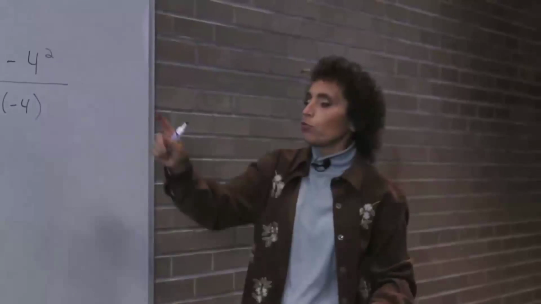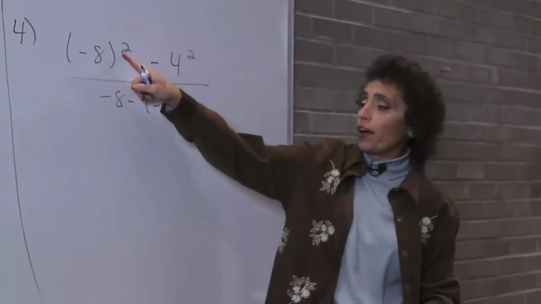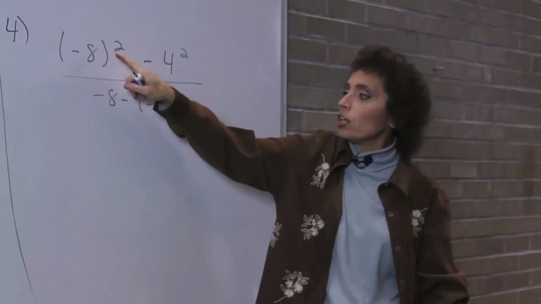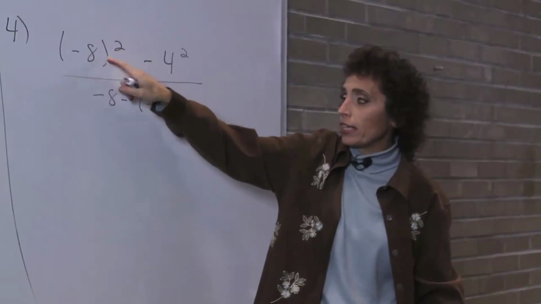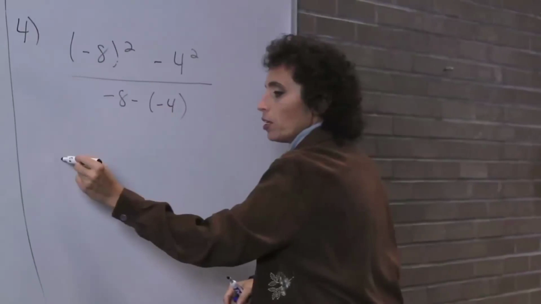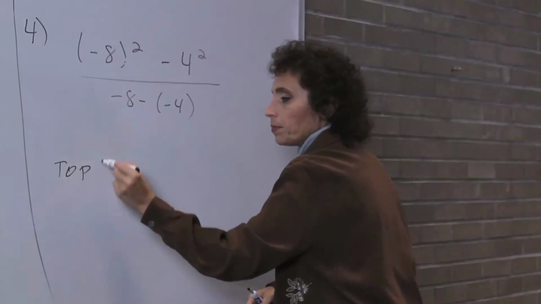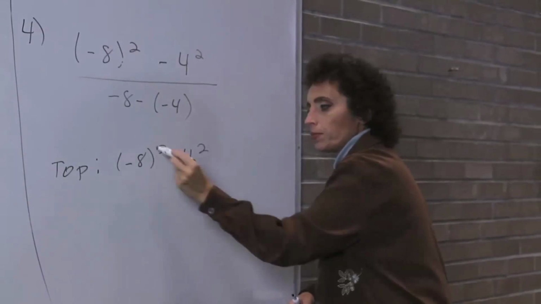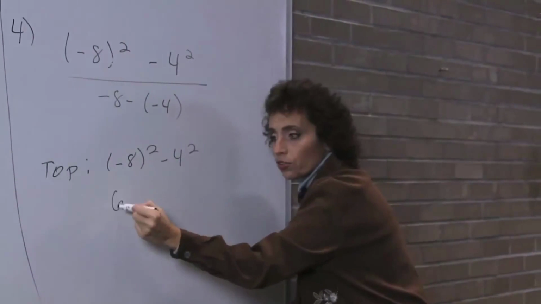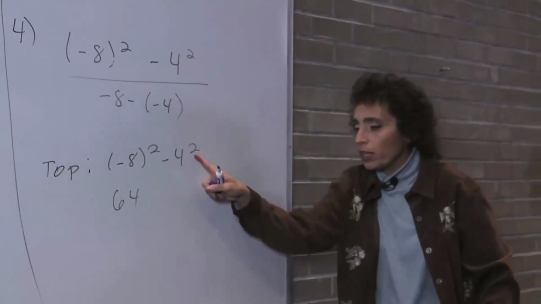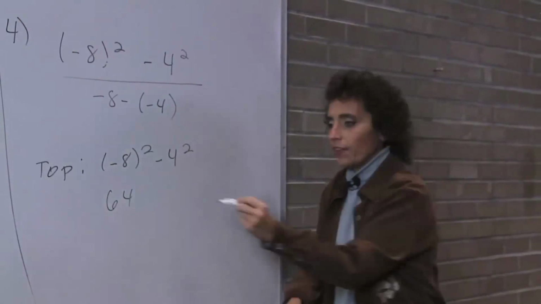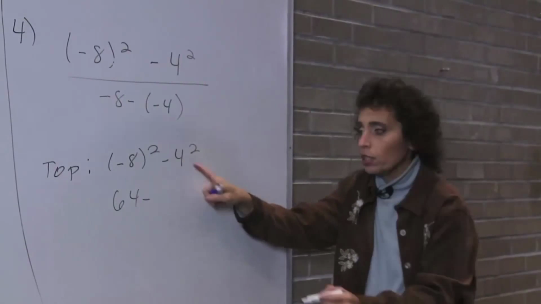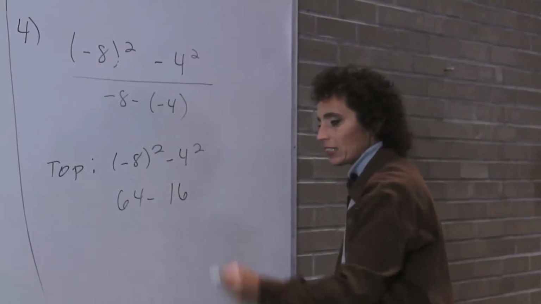All right, let's look at this. Remember the whole rule about exponents. That's a square, but it only affects what's to its immediate left, so it's going to affect that -8, that whole parentheses. So here's the top, and we got -8 quantity squared minus 4 squared. -8 quantity squared is 64. Now, the only thing being squared here is the 4. So the negative is not part of what's being squared, because the 2 only falls on the 4. So 4 squared is 16.